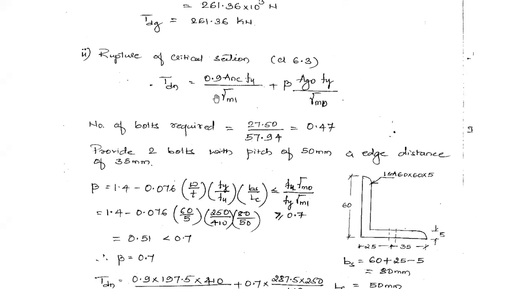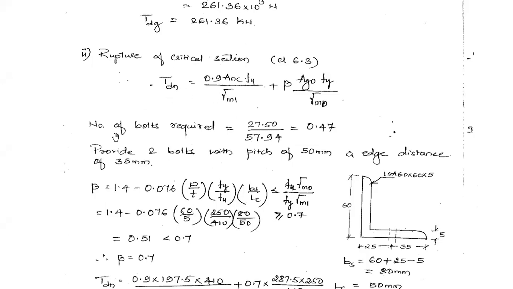Coming to rupture, you have this calculation of the area, Tdn. Considering the shear lag effect, it is given as 0.9 Anc into Fu upon gamma m1 plus beta into Ag0 into Fy upon gamma m0. The equations are taken from clause 6.3 of IS 800. I'll give you this PPT, and this reference will be mentioned over there, so you can go to that clause and check this equation. All these are from IS 800 and values from the steel table only.